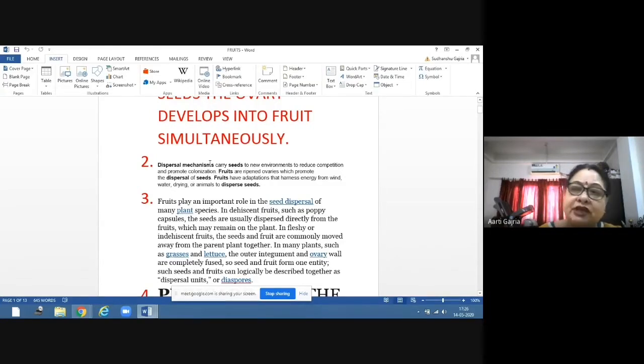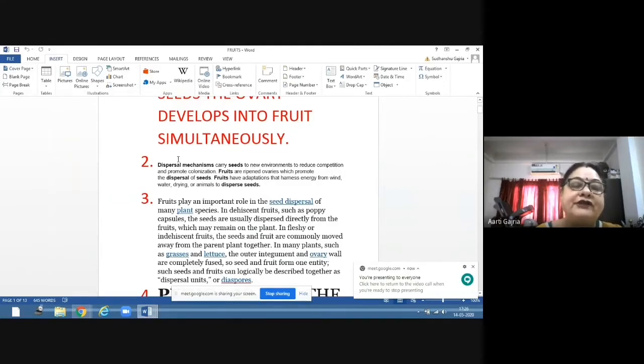Now, what is colonization? Colonization is when somebody is moving to a new place. Clear? So, these are called dispersal mechanisms which carry seeds to new environments to reduce competition. Why competition? Because if there are so many new plantlets at one place, there would be competition for the sunlight, for the nutrients, the minerals which they are getting from the soil, and the air also. So to reduce this competition, the dispersal mechanisms are working in nature.